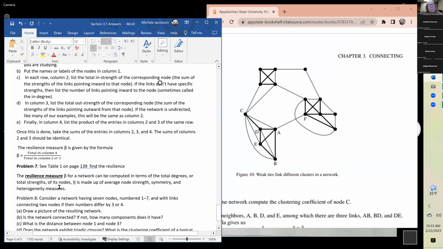The resilience measure for a network can be computed in terms of total degrees or total strengths. It is made up of average node strength, symmetry, and heterogeneity measures. And it's just telling you how strong that cluster or network is. So if you look at page 139.